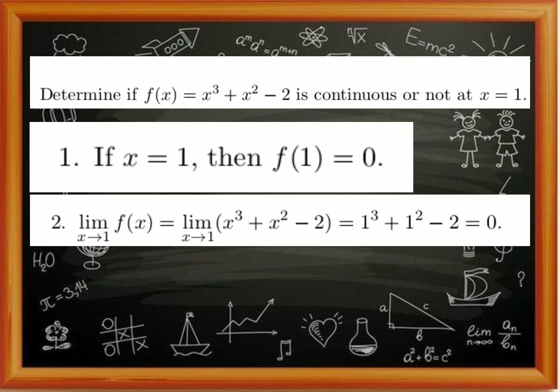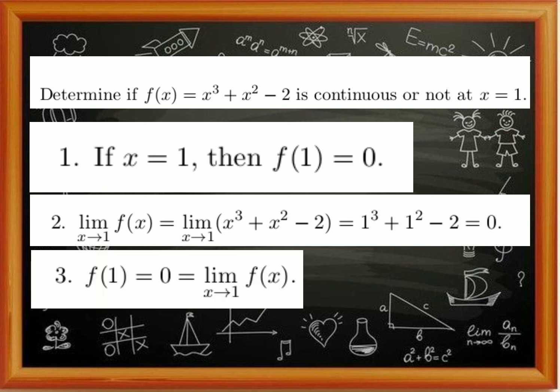Now for the last condition, to determine if it's continuous or not: f of 1 equals 0, and the limit of x cubed plus x squared minus 2 as x approaches 1 is also equal to 0. Therefore, the function is continuous.